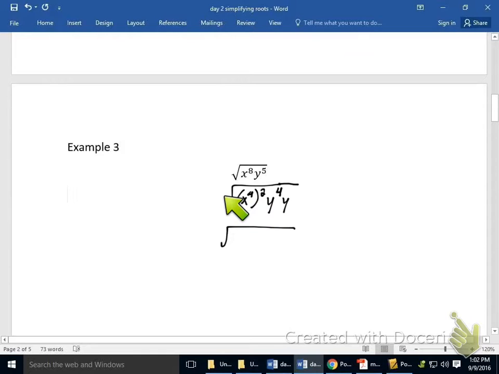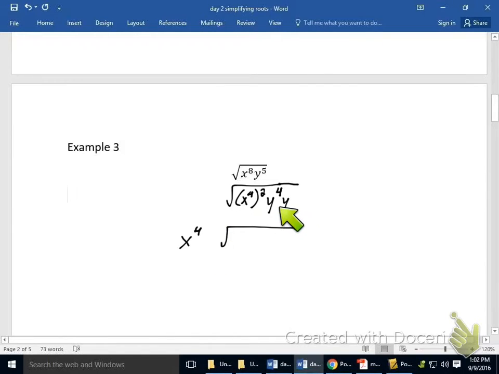If I square root x to the 8th, it's really simple. Just divide the exponent by 2. 8 divided by 2 for the square root is x to the 4th power. You can also see it right here that x to the 4th squared, whenever you square the square root, they cancel out and you're left with x to the 4th coming out.